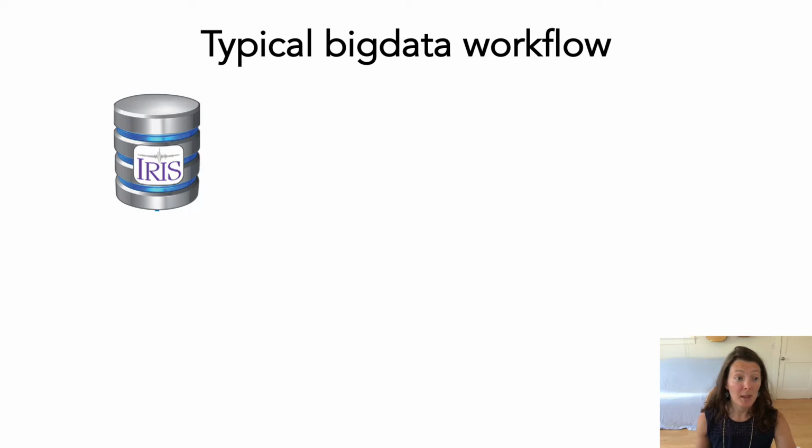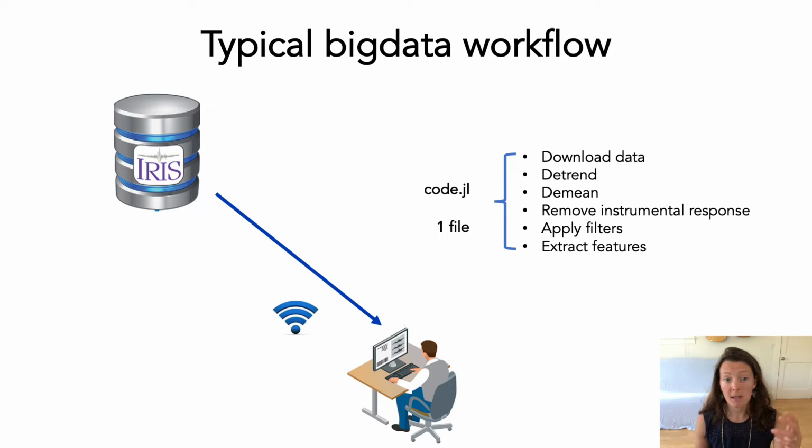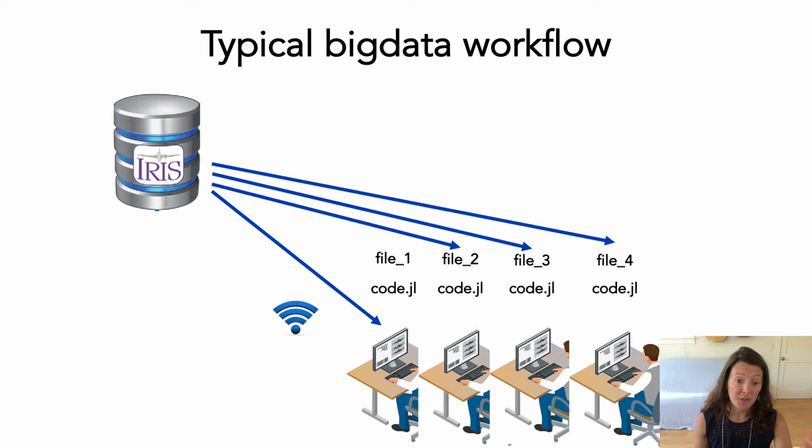Typical data workflow looks like this. We download data on our computer using the internet. We detrend, demean, remove instrumental response, apply some filtering, extract features, all of that is one piece of code that we apply to one file. Now, if we work with different stations or different snapshots, we're going to apply the same code over multiple files, and ideally, we'll have many computers to do that workflow.